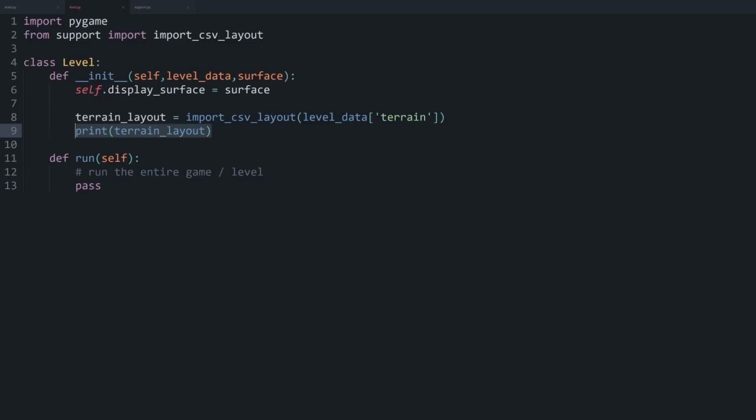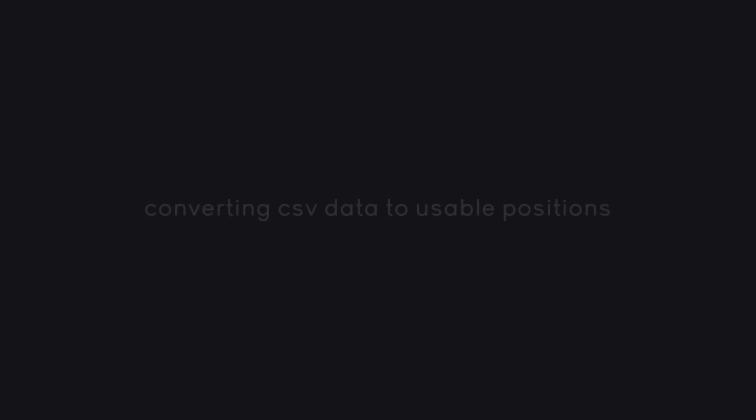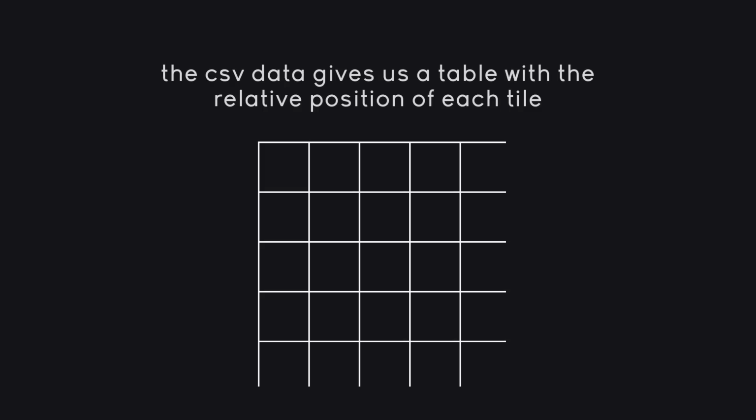But now we have to convert this to something that we can actually use in Pygame. So let me talk through what I am going to do. Right now, we essentially have a table of where stuff needs to be.